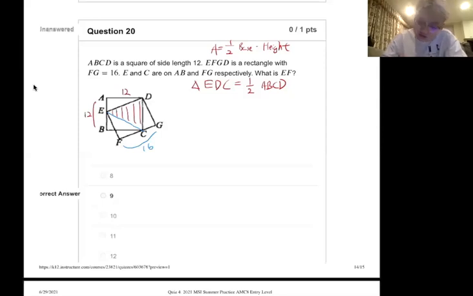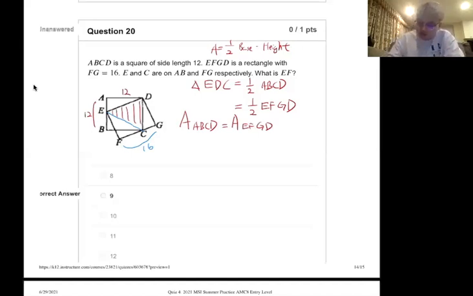Notice that it is also half the area of the rectangle EFGD. Same reason as for the square, because it shares the same base of ED, and it shares the same height of DG. Therefore, we know that area of ABCD equals area of EFGD.